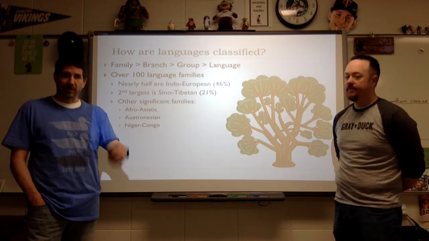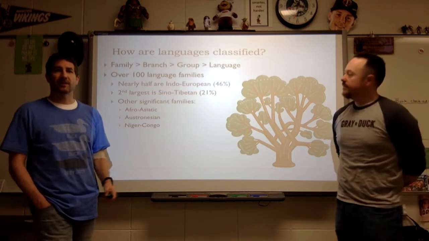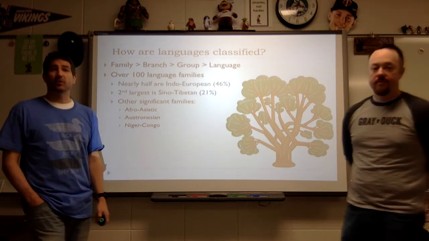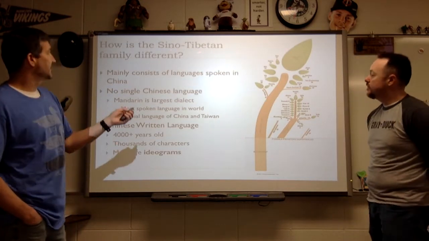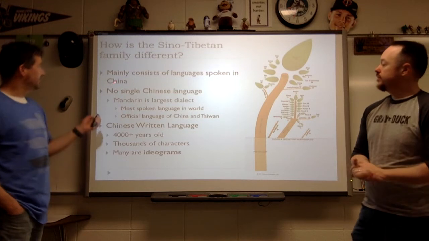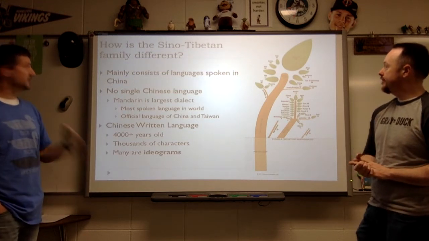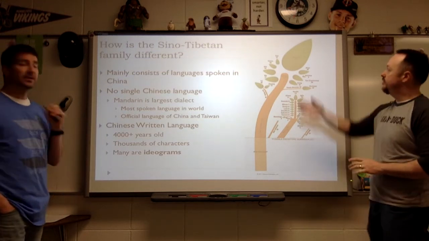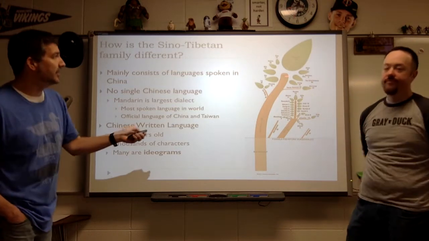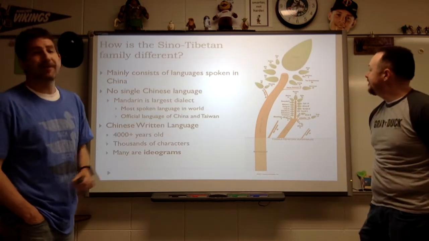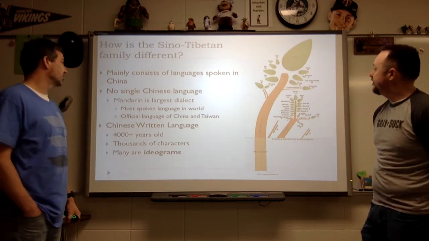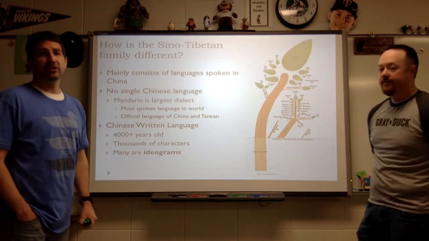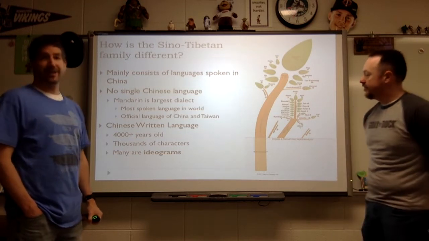We're going to cut through this and try to get to it as fast as possible. You have reading in the books, so you have a good understanding of where they are. So again, we'll look at Sino-Tibetan. These are your Chinese languages. There is no single Chinese language. Mandarin is the largest dialect, clocking in at 845 million people. It's the most spoken language in the world, and it is the official language of the Chinese government and Taiwan.